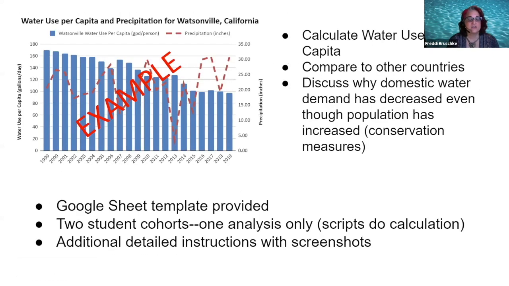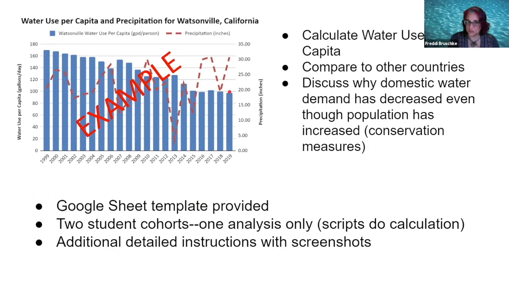So this is just an example of one of the things they're asked to produce. This is just a chart at the end of their calculations. That is the per capita water use, this is metered, of the city of Watsonville against the annual precipitation for that. So for example, one of the things that we asked them to think about and answer the question is, you can see that the water use in Watsonville has been decreasing over time.